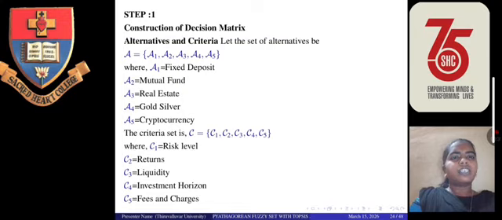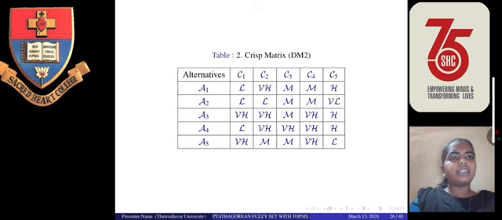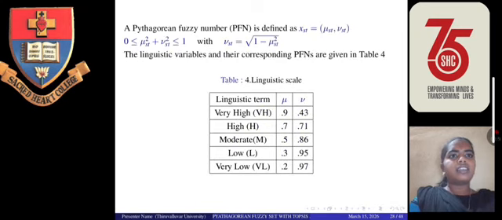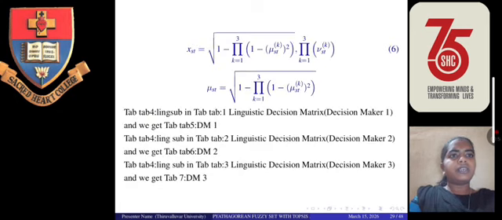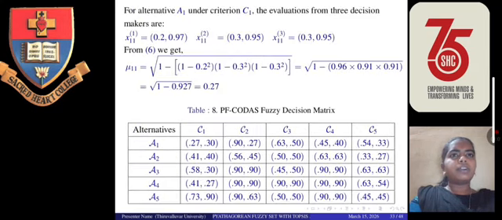Step 1, construction of decision matrix. Let the alternatives be A1, A2, A3, A4, A5. Let the criterion set be C1, C2, C3, C4, C5. This is my first decision matrix, second decision matrix, third decision matrix. Using linguistic scale table 4, substituting decision matrices 1, 2 and 3, we get tables 5, 6, 7. From alternative A and criterion 1, substituting in equation 6, we get table 8.